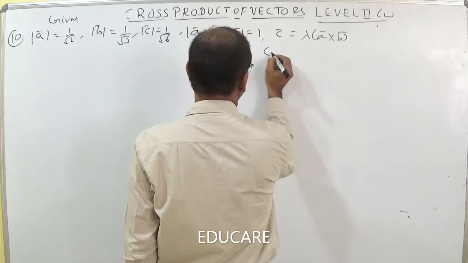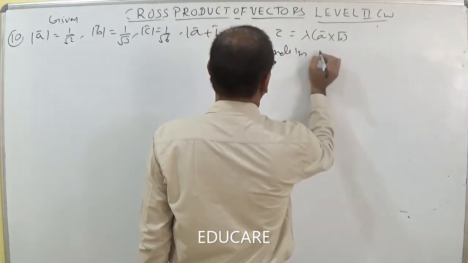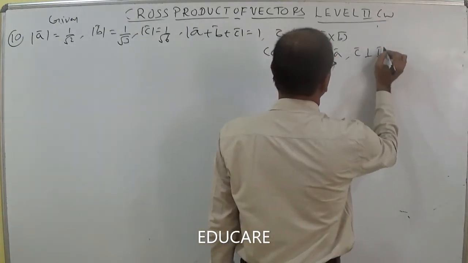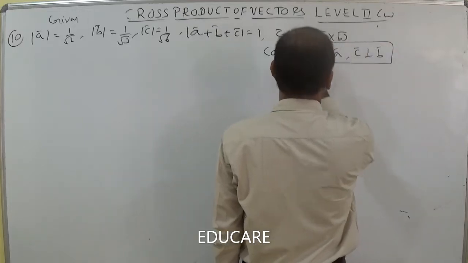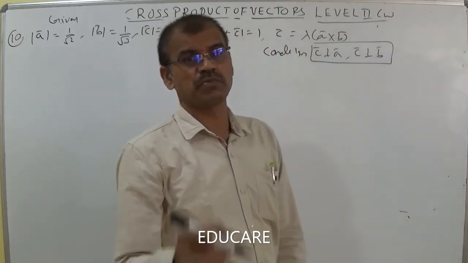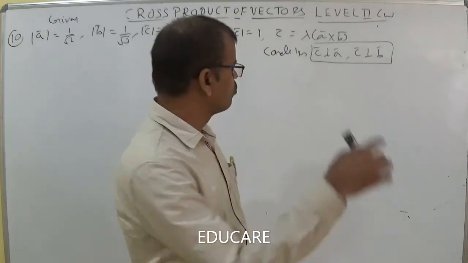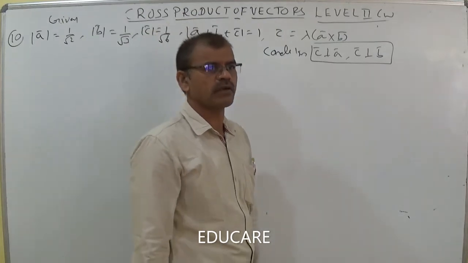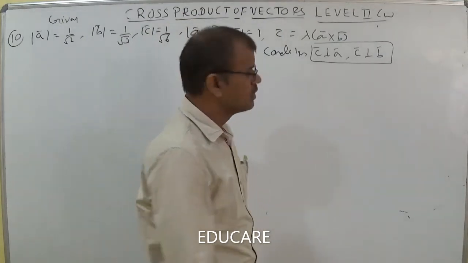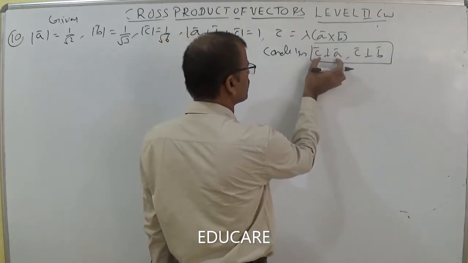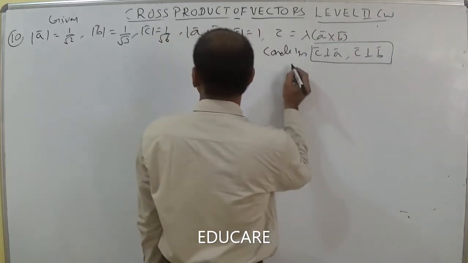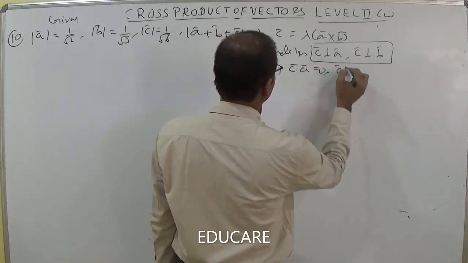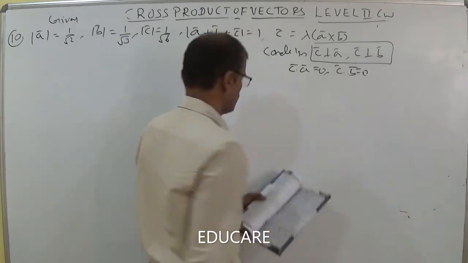Here I am writing the condition: C bar is perpendicular to A, and C bar is perpendicular to B. This meaning itself is that A cross B is the vector which is perpendicular to both A bar and B bar. Here lambda is a scalar, no problem. If two vectors are parallel, we can write one vector as a scalar multiple of the other. Therefore, we conclude that C bar is perpendicular to A and C bar is perpendicular to B. Then we get C dot A equal to 0 and C dot B equal to 0.